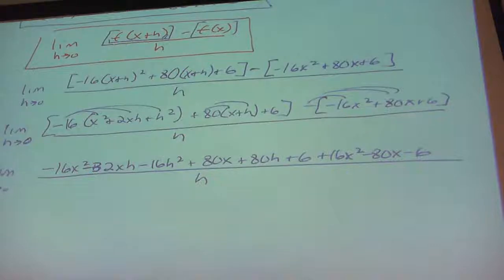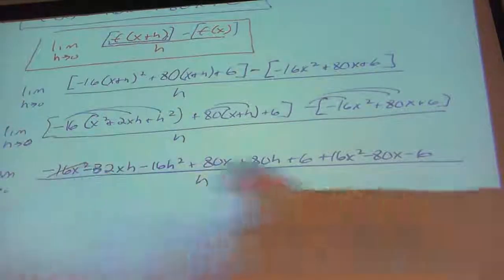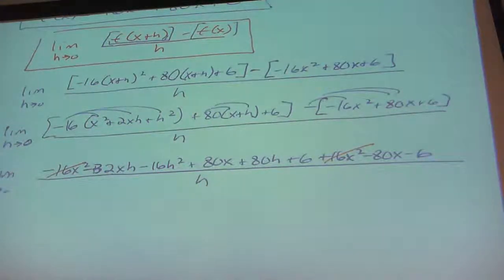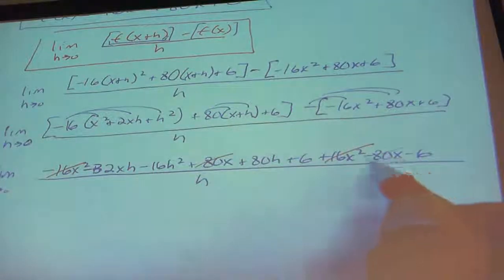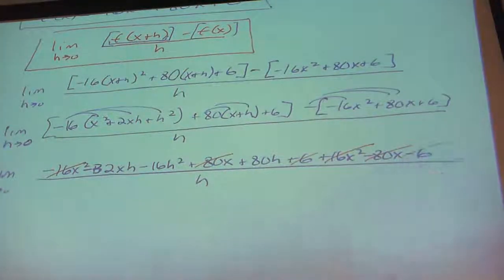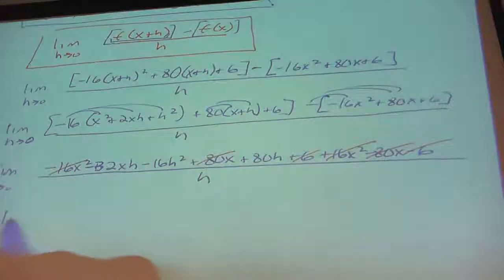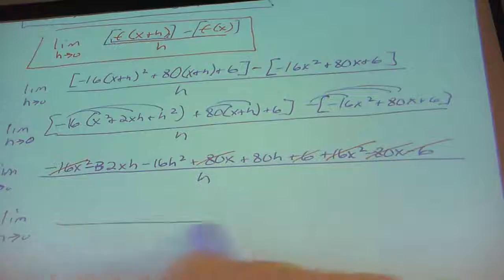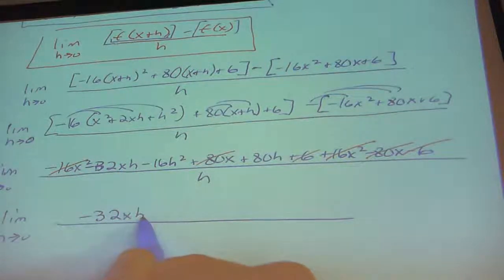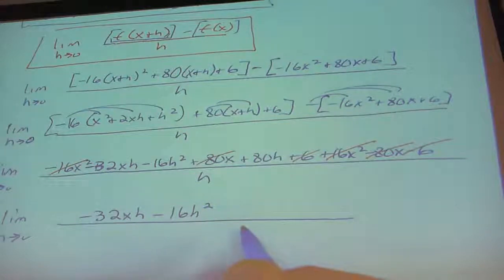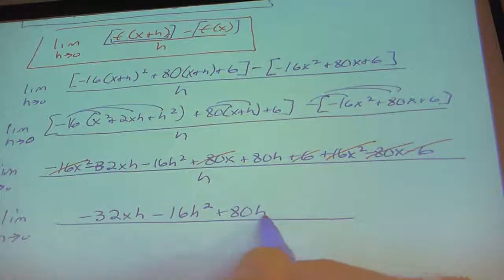Now, once you get to this point, it's downhill. People make little mistakes with the signs. People make little mistakes with the multiplying. Just be careful. But once you get to this step, good things happen. What happens? One cancels. Negative 16x squared, negative 16x squared. 80x, 80x. 6 and 6. Fantastic. So now we have limit as h approaches 0 of negative 32xh minus 16h squared plus 80h over h.